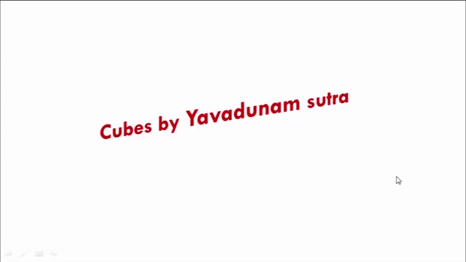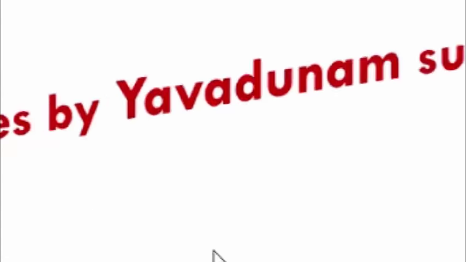This is Varun Ganga. Friends, in our last session we have seen some examples of how to find the cube of a given number by using Yavadunam Sutra. With regard to the same concept, in this session we are going to have a look at one more example. The example that I am going to take in this session is: find the cube of 150.